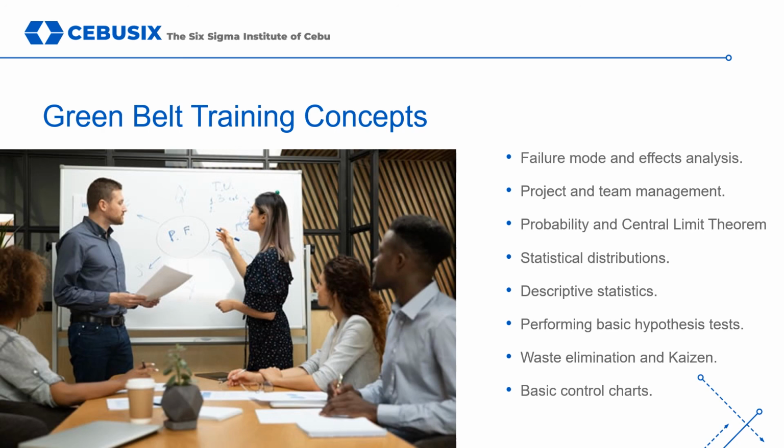They will have a general understanding of probability and the central limit theorem, as well as descriptive statistics. Green belts have to run smaller teams so they will understand project and team management, as well as how to eliminate waste and conduct Kaizen events.